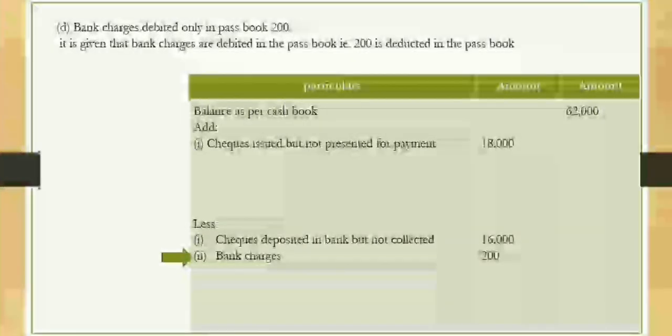And then bank charges debited only in passbook, 200 rupees. We were supposed to write down the transactions happening in the bank or in the passbook. This statement clearly says that the amount was debited only in the passbook. So the bank charges are supposed to be reduced or deducted from our passbook. So the amount is reduced in our BRS as well. So here it is, bank charges, amount 200.